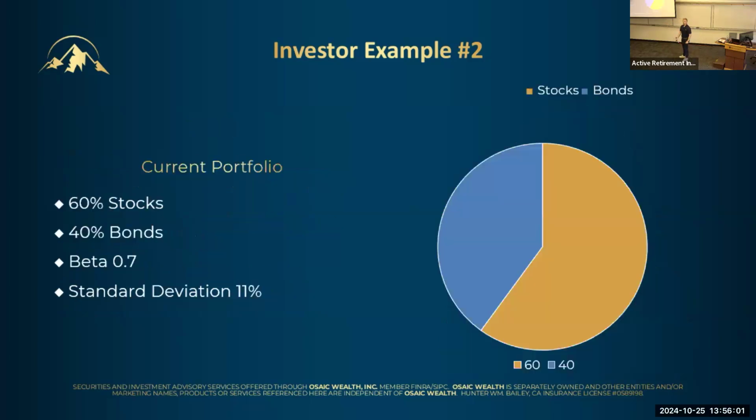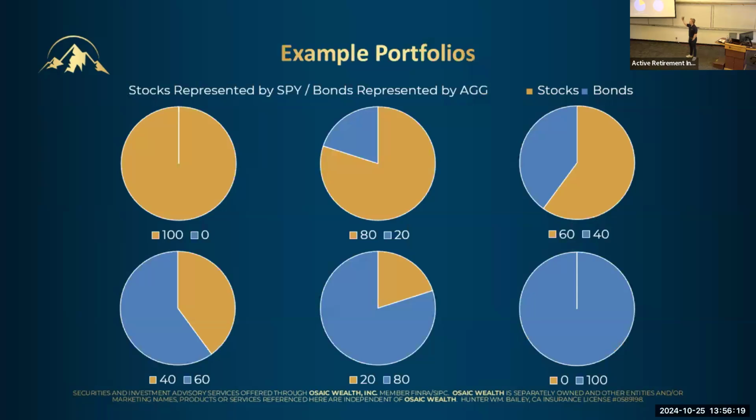Right now, they've got a 60-40 portfolio, just probably because this is what a lot of people said, this is the best mixture of everything. If you don't know what to do, just pick this and you'll be fine. So she's invested in 60% stocks, 40% bonds, beta of 0.7, standard deviation somewhere in the middle. So out of this menu of options, what might we pick?